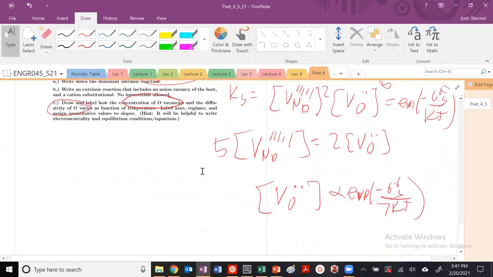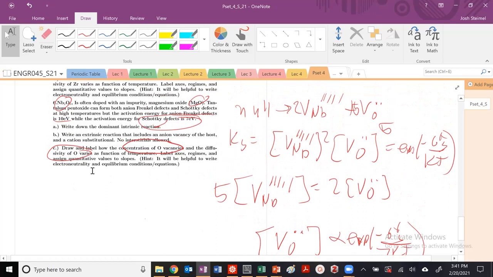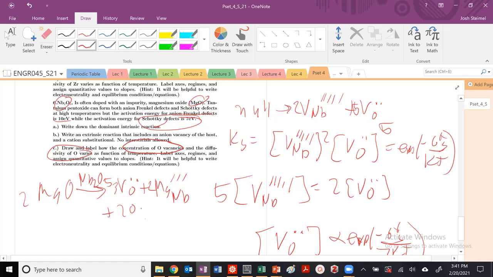And then we're going to write our extrinsic reaction. So again, I know that my MgO is going into my Nb2O5. I need vacancies of oxygen. And then I do this, Mg replacing Nb, so I'm going from 5 plus to 2 plus, so it's going to be minus 3. So I could do this 3 here, 2 here. So now I have 2 MgO. I need plus 2 oxygen, oxygen X. How many niobiums? I have 3 oxygens, I have 2 niobiums, and I have 2 more oxygens.